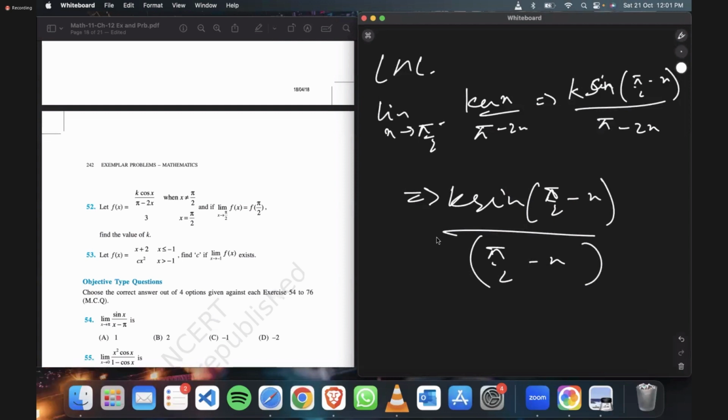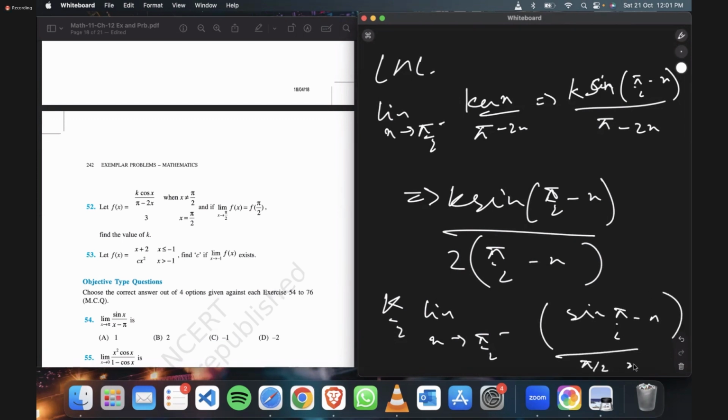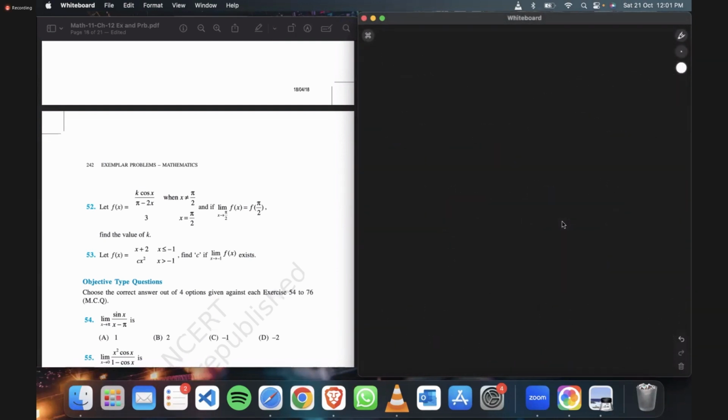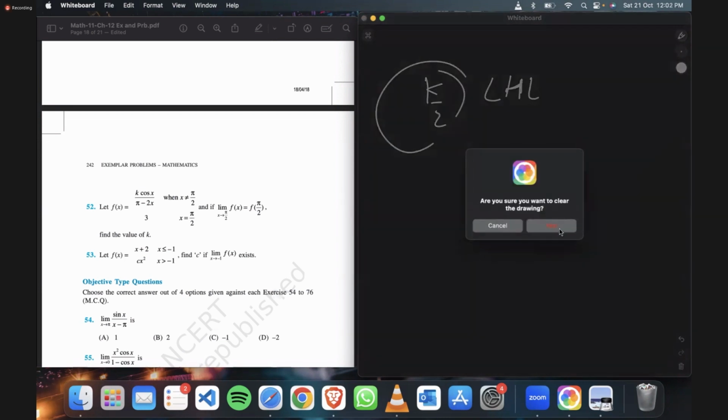So I'll just take k by 2 out common. There's a limit as x tends to pi by 2, and there's sine of pi by 2 minus x divided by pi by 2 minus x. If I take pi by 2 minus x equal to y, then sine y by y, where y is tending to 0, will return a value of 1. So k by 2 is the value when I approach from the left hand side. This is the LHL value, k by 2. Alright, we'll keep this in mind.